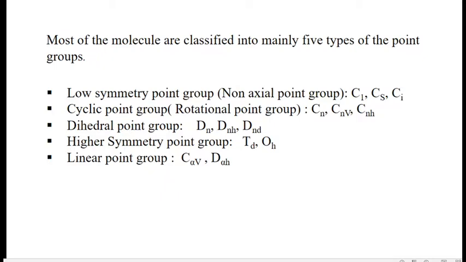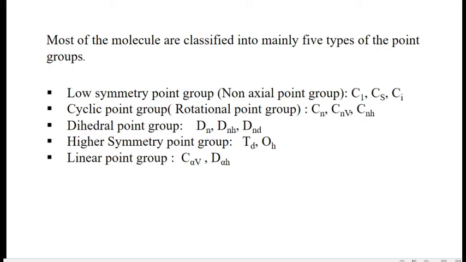So most of the molecules are classified mainly into 5 types of point groups. First, the low symmetry point group or the non-axial point group, cyclic point group or rotational point group, dihedral type point group, higher symmetry point group and linear point group.